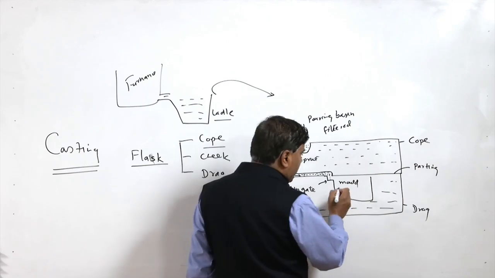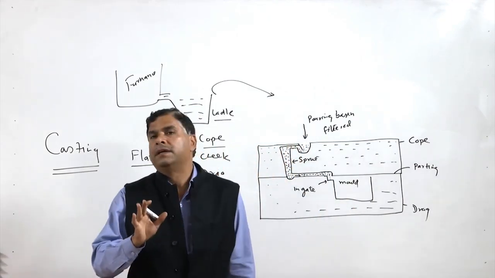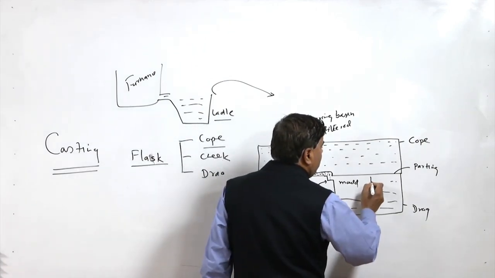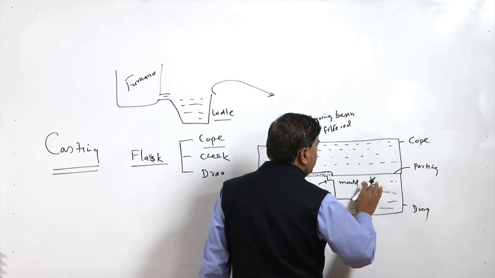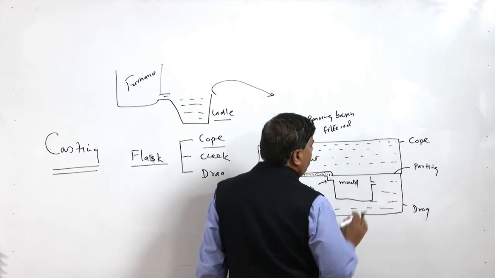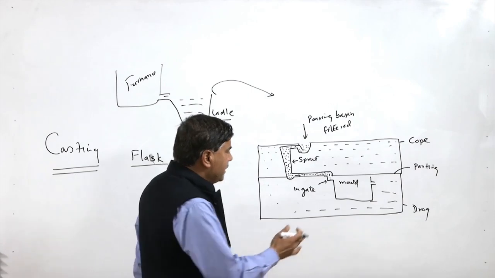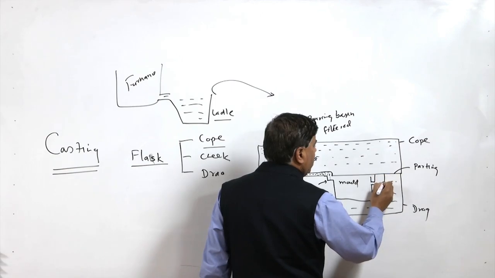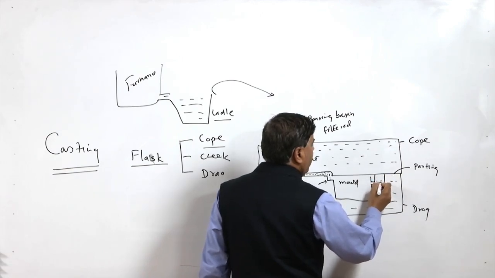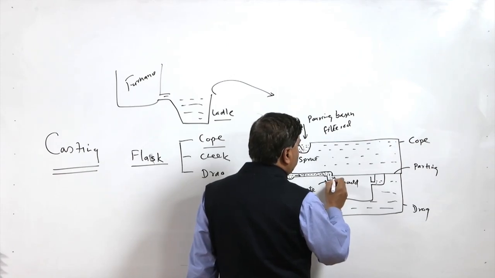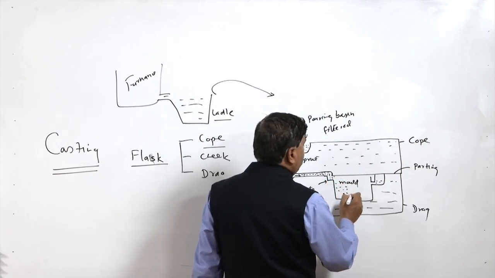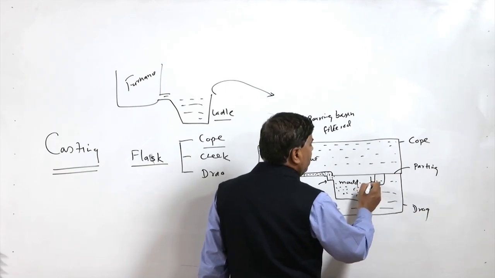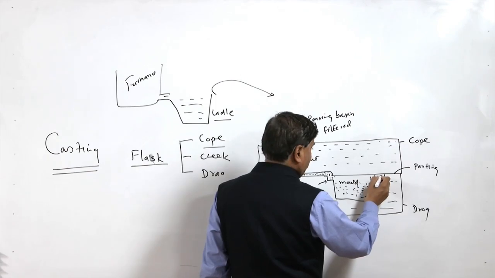To take care of the shrinkage of the molten metal in the course of liquid to solid state transformation, an arrangement for the riser is made. The riser, next to the mold, is placed in such a way that it can feed molten metal to the cavity as per the requirement. After filling the mold, the molten metal enters into the riser.